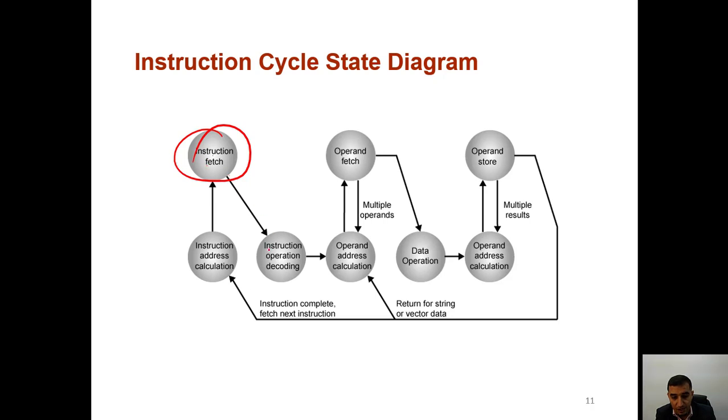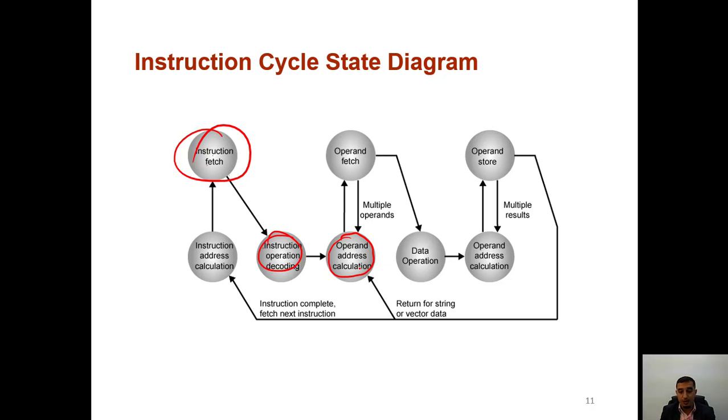I fetch the instruction, then the instruction operation is decoded. Decoding the instruction is trying to open what's inside the instruction and understanding the operation behind it. Then we do operand address calculation. Where are my operands? The operands can be either in registers or in memory. Sometimes, again, it depends on the addressing mode. You remember we said there is direct, there is immediate, there is indirect, and different addressing modes.